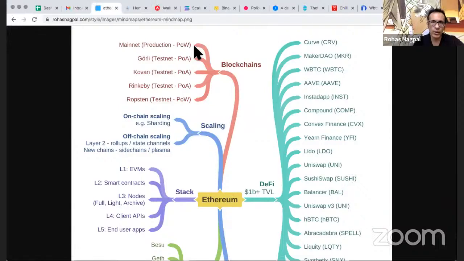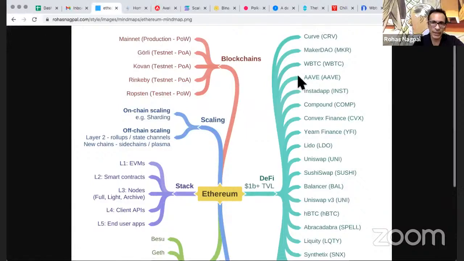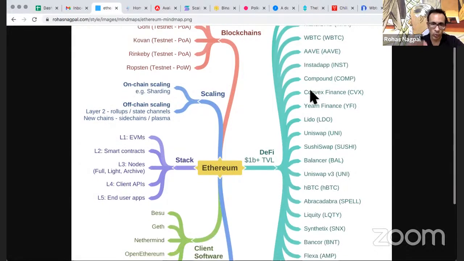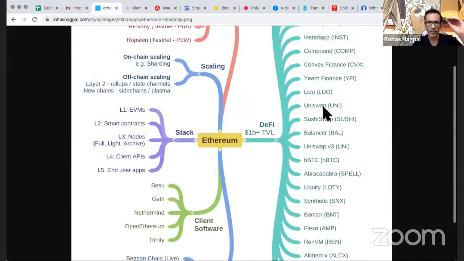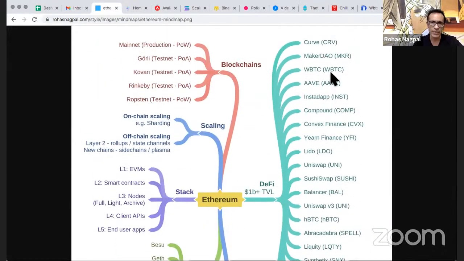Now let's take a little deeper dive into Ethereum. Like I told you, we have multiple blockchains. Then these are some of the top protocols or DeFi solutions running on it, all of which have at least $1 billion in value. So these are the ones. Otherwise, there are about 100 more, but they're quite small. So that's the entire list here.